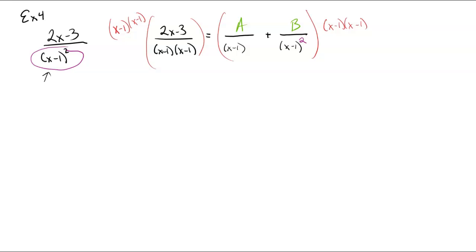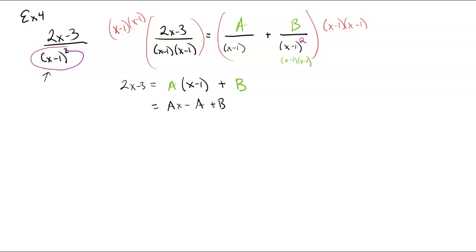Okay, so my left-hand side just becomes 2x minus 3. And my right-hand side becomes an A. And then this becomes x minus 1, because one of the x minuses do cancel away. And then notice for my b, the x minus 2, again, this is like saying x minus 1 times x minus 1. Both of them cancel away, so there's nothing else I need to put with a b. I'm done. So I'm going to distribute. I'm going to get ax minus a plus b.